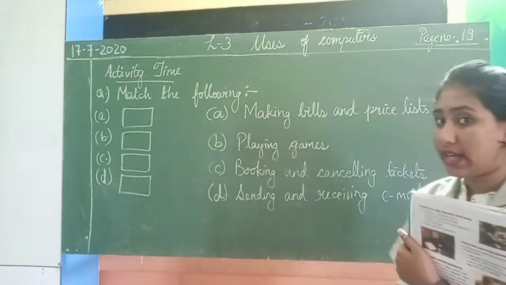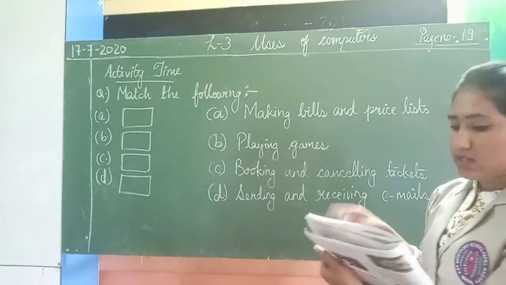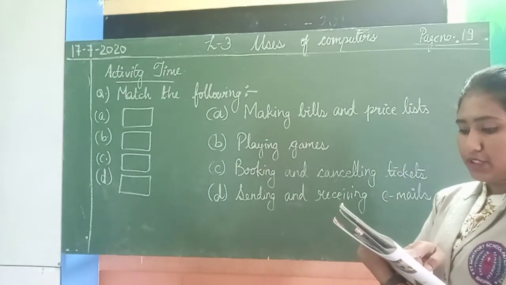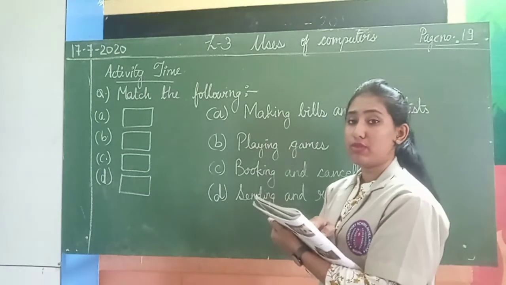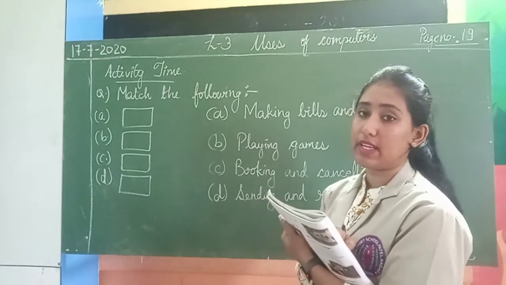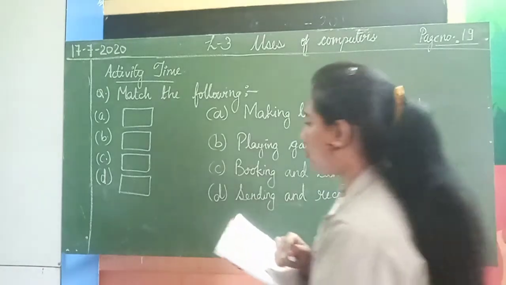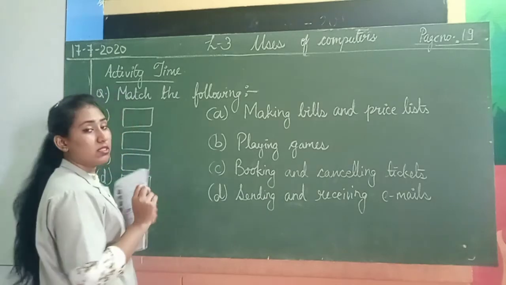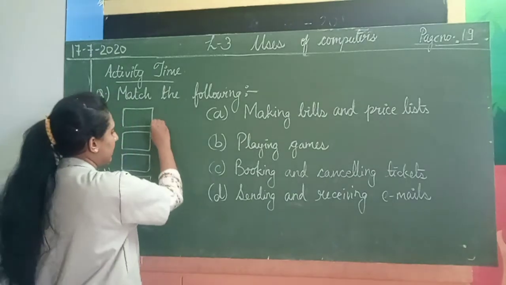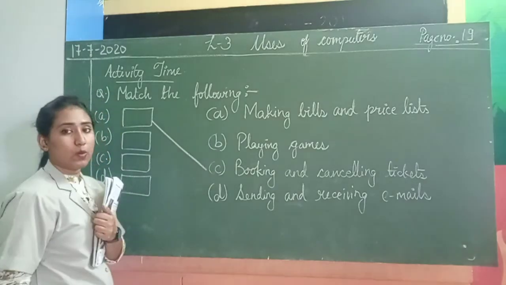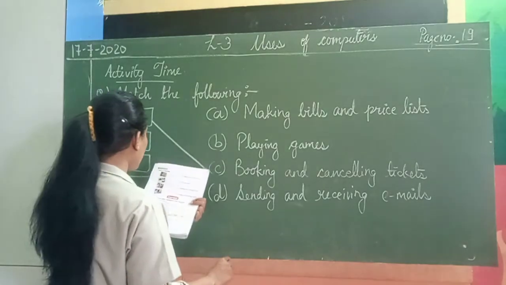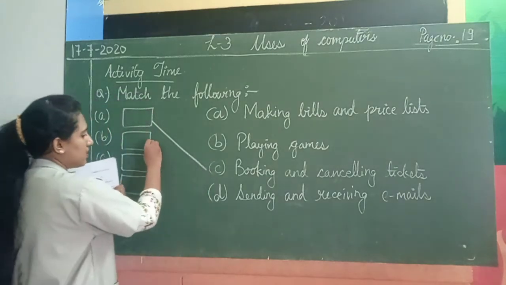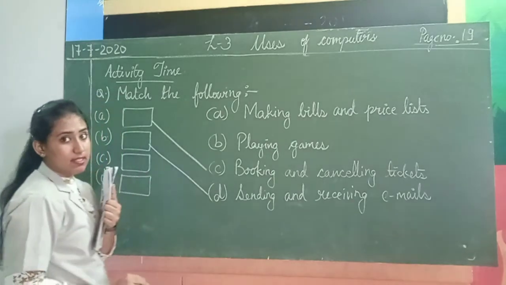Okay, now we have to match the correct ones. Okay, so see, the first picture is showing a reception, right, of ticket. It is a counter where we can book our tickets. Okay, so there are customers standing and employees making booking tickets and cancelling tickets. Okay, so we'll match A with option C. Then the second one, sending and receiving emails. Okay, the person is sending and receiving emails.